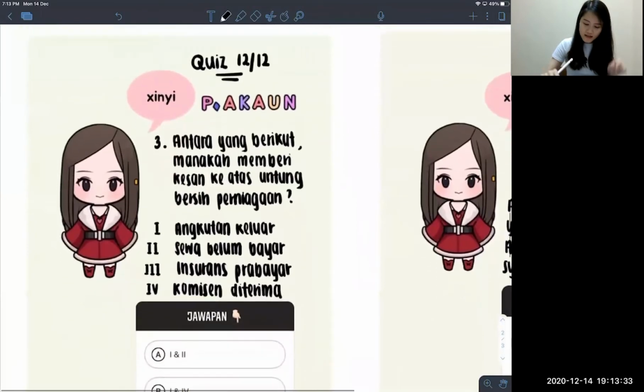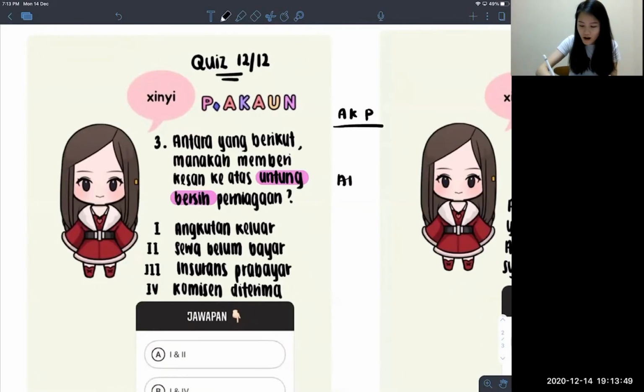Question number 3 here, it says antara yang berikut manakah memberi kesan ke atas untung bersih perniagaan? So this is important. Now, untung bersih is where we calculate using AKP. No, not AKP, okay? It's AKUR, which is the later part. So why? Because AKP here, what you will get is untung atau rugi kasar first. And so if you want to find untung or rugi bersih, it should be the later part.